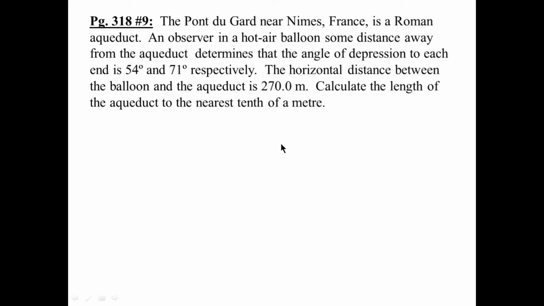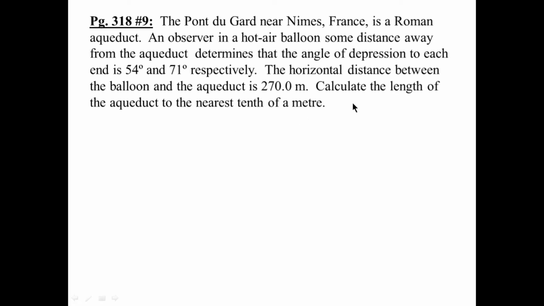Another math problem, trigonometry. The Pont du Gard near Nîmes, France, is a Roman aqueduct. Aqueduct, two words in one, aqua and duct, meaning water and pipe. Okay, an aqueduct. An observer in a hot air balloon some distance away from the aqueduct determines that the angle of depression to each end is 54 and 71 degrees respectively. The horizontal distance between the balloon and the aqueduct is 270 meters. Calculate the length of the aqueduct to the nearest tenth of a meter.